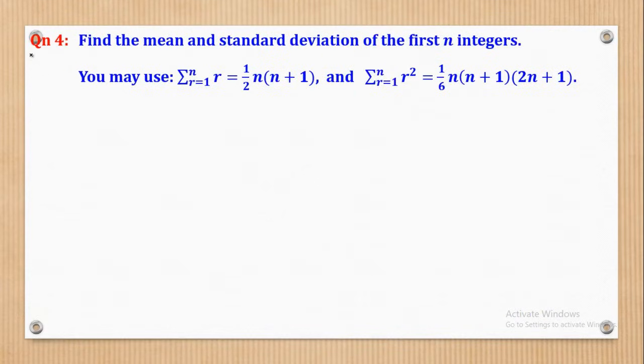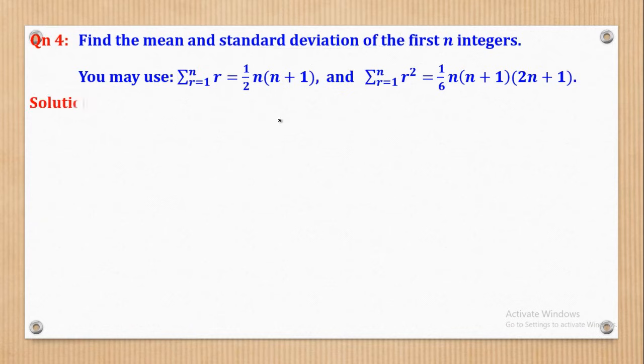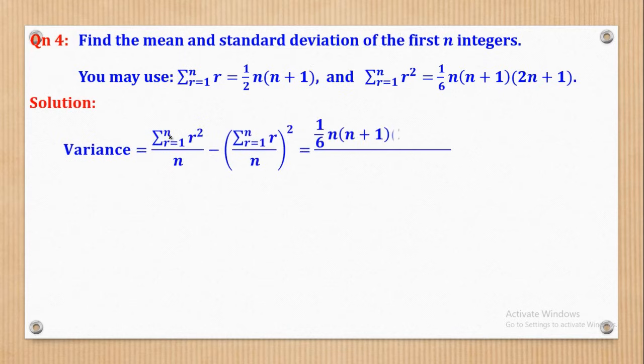Now we shall go to question 4, which says find the mean and standard deviation of the first n integers. Know this phrase, first n integers, and you may use this expression. So I think you remember these expressions and series. These are standard series, so they are the ones we are going to use. So variance is equal to summation of, now instead of saying x, we are using r as the variable, because that is what we are given here.